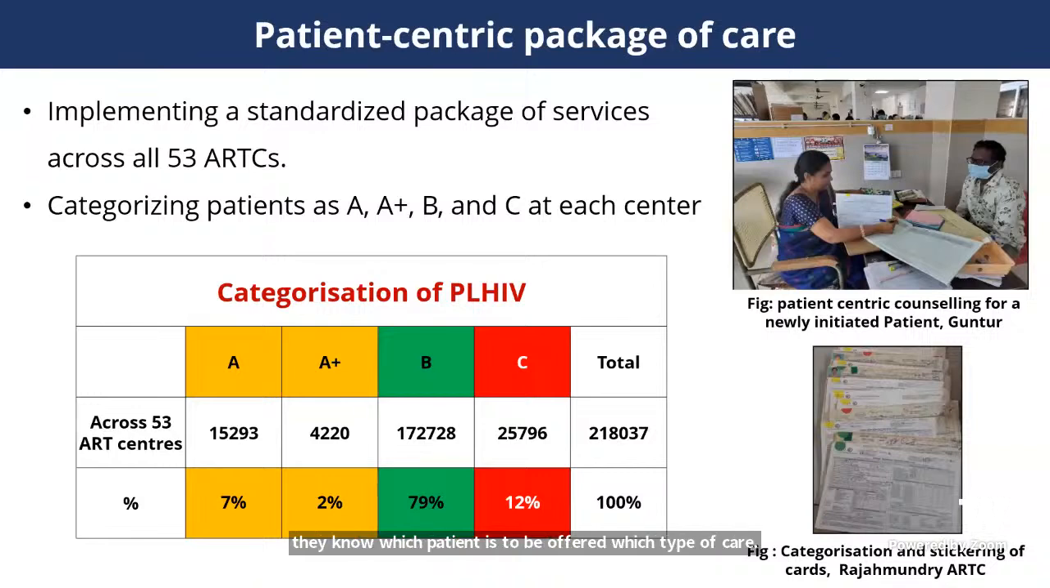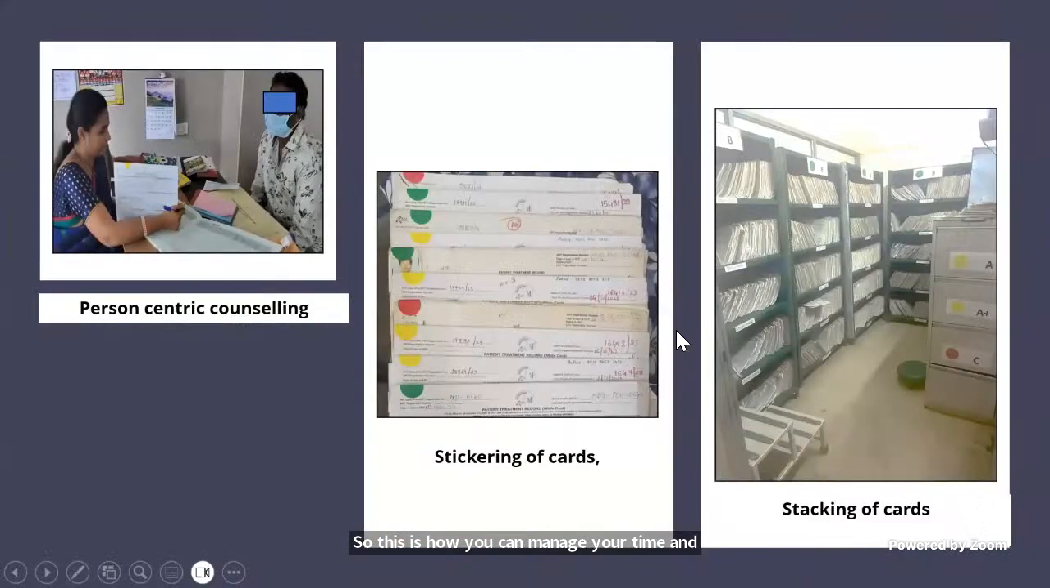The bigger states have done it. Just now, they are trying to decentralize and give options to patients for decentralized care closer to their residence, and they are trying to prioritize patients who are virally unsuppressed or coming back from LFU. So this is how you can manage and prioritize your time even in a high load ART center.